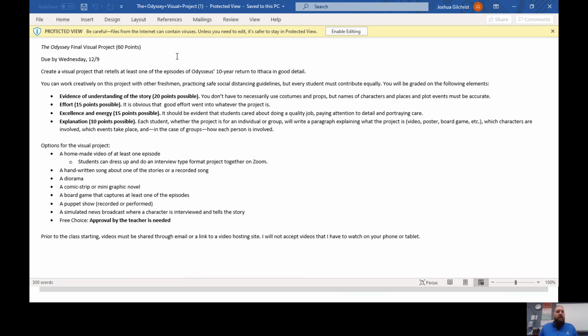Like I said, it could be a video, a pretend news broadcast or interview, a shoebox scene with clay or Legos, or a poster that just has artwork that captures a scene. It's really up to you what you make, okay? As long as it shows a little bit of understanding of the story, looks like you put some time and effort into it, and includes an explanation as to what it is that you're turning in. Just open that document and read it. This is something you have to work on your own, and you have until Wednesday to get it done. Hopefully you can see that.